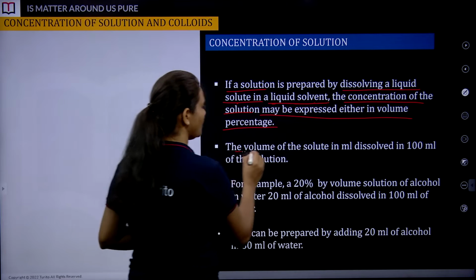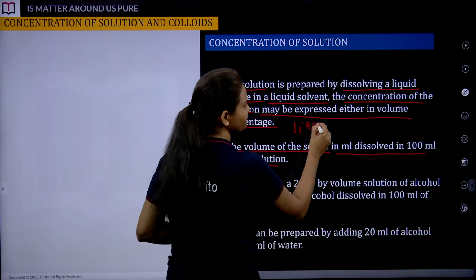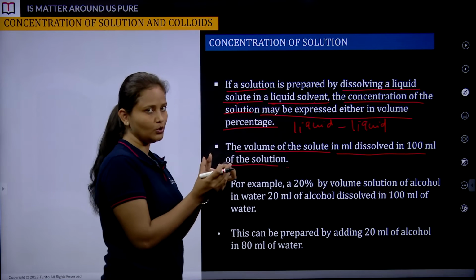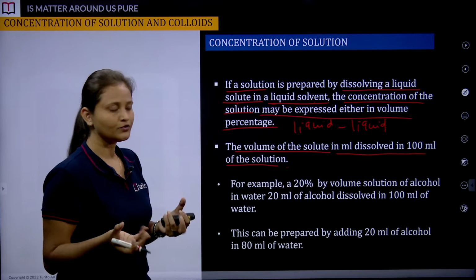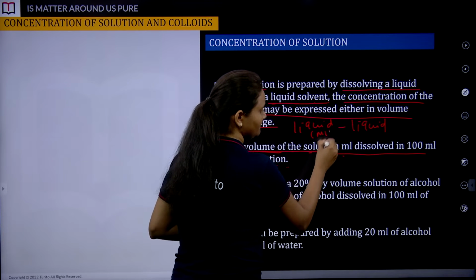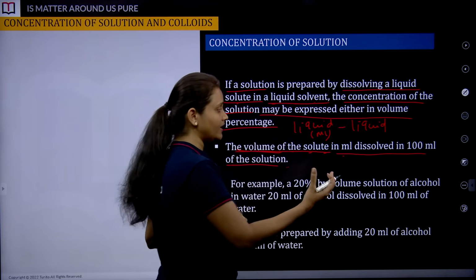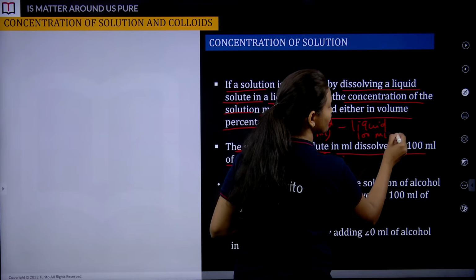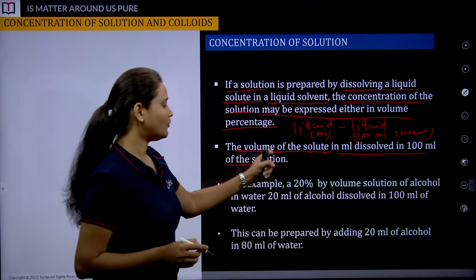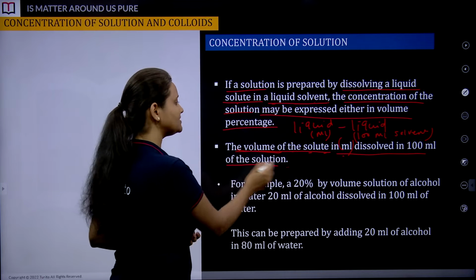The volume of the solute in ml dissolved in 100 ml of the solution. It's liquid in liquid. It's very simple, students. Liquid solute is getting dissolved in liquid solvent. So the volume of the solute in ml, how many ml solute I am dissolving in 100 ml of solution. So volume of the solute in ml dissolved in 100 ml of the solution.